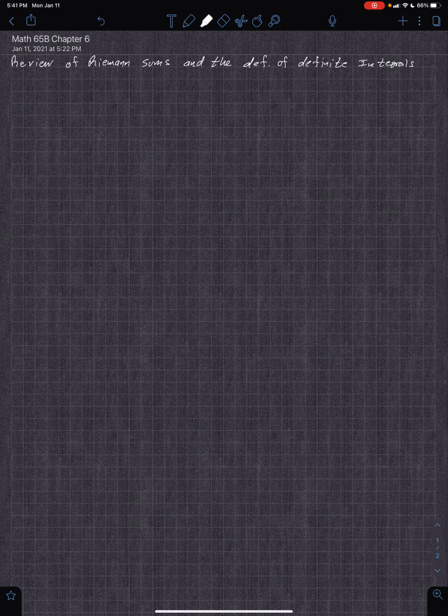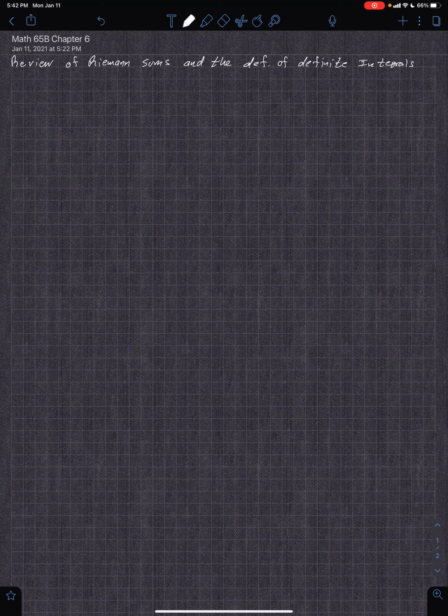Let's get started on Chapter 6, Math 65B, otherwise known as Calc 2. This is what's called integral calculus, generally speaking. Before we get started on the new material in Chapter 6, I want to do a brief review of Riemann sums and the definition of the definite integral, because just about every other integration formula we derive at this point uses the concept of a Riemann sum. So let's take a look.